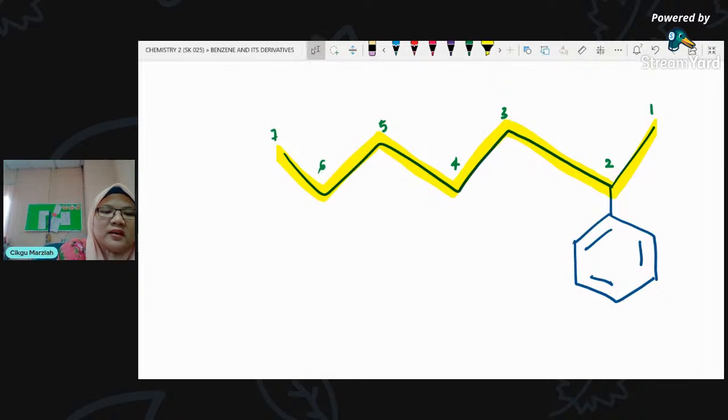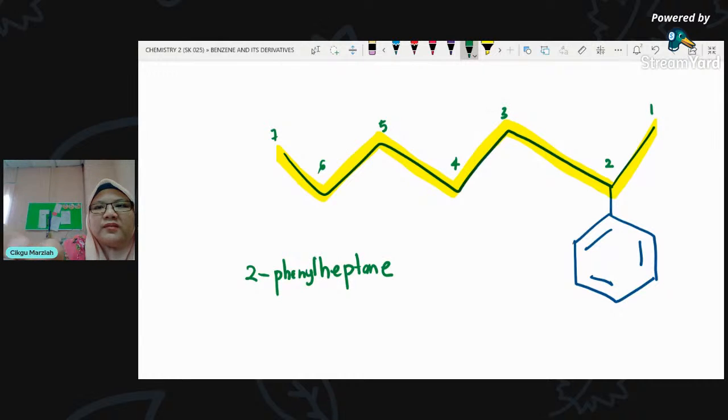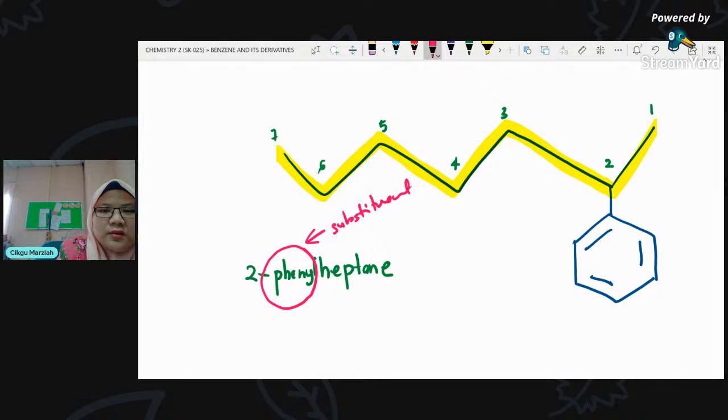So nama dia jadi 2-phenylheptane. Kenapa phenyl? Sebab dia adalah substituent. So kita dah habis bincang tentang nomenclature of benzene and its derivative.